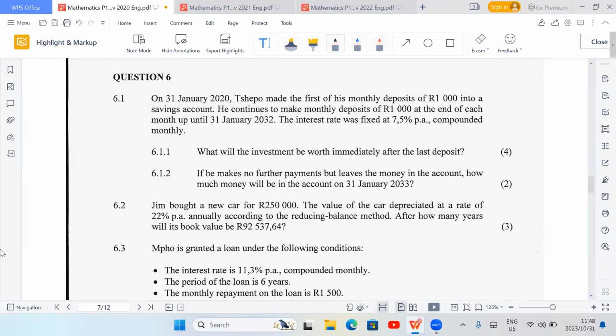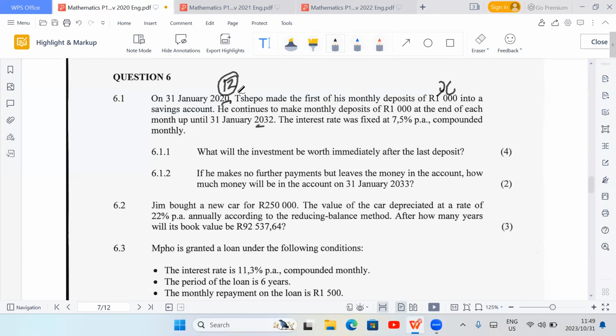So the approach with this one always, guys, when you read the statement, Tepo made the first of his monthly deposit of 1,000 rand. So this becomes our x, our monthly deposit. And then savings account, it continues to make monthly deposits of 1,000 at the end of each month up until 31 January. So now we are saying, okay, 2020 to 2032. So you have to get the difference in years there. So you'd say 2032 minus 2020. We know that the difference there is 12 years.